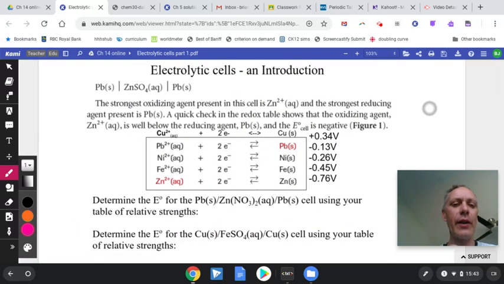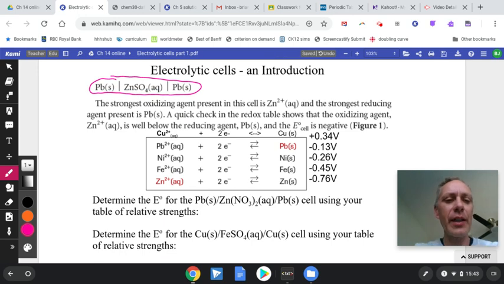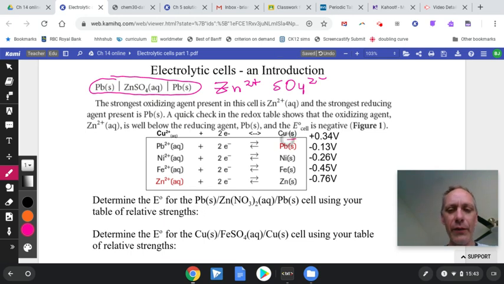So let's take a look at this example. Looking at the cell notation, we have a lead zinc sulfate lead cell. So lead electrodes, both anode and cathode, and then the zinc sulfate would dissociate into zinc 2+ and SO4 2-. So what have we got for players? We have lead and we have zinc 2+. So you will notice by looking at this that the oxidizing agent is well below the reducing agent. So it is non-spontaneous.